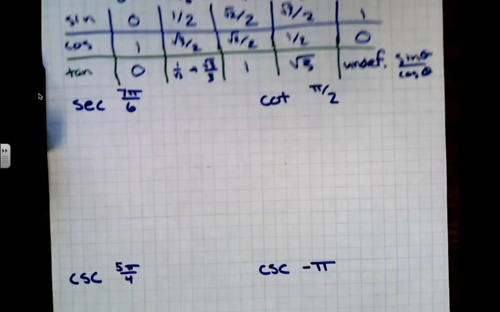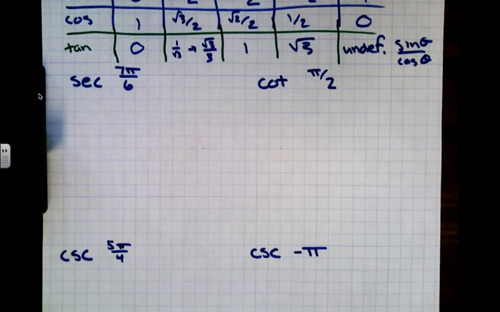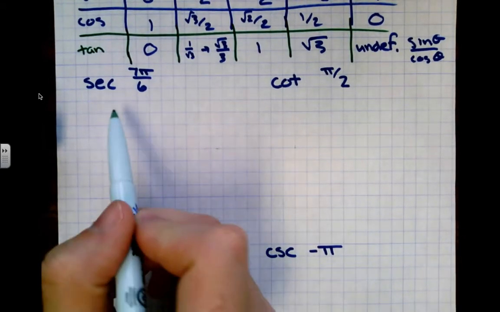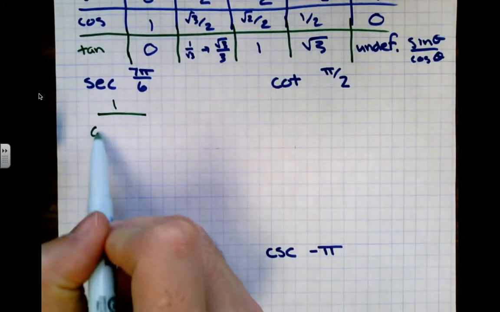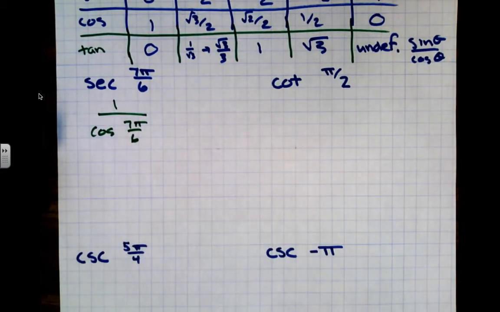Now, we're going to end up using that for these values when we see secant of 7 pi over 6, cotangent of pi over 2, so on and so forth for these. And we're really going through the process that we've been working with for the last few weeks. So looking at secant of 7 pi over 6, the first thing we have to identify is that secant is the reciprocal of cosine. So what we can find is 1 over cosine of 7 pi over 6. That's what I can end up working with.